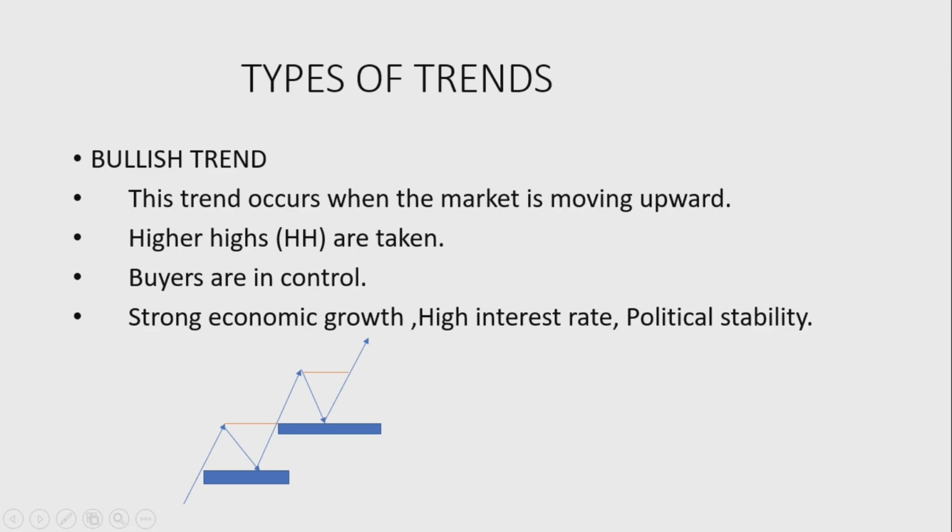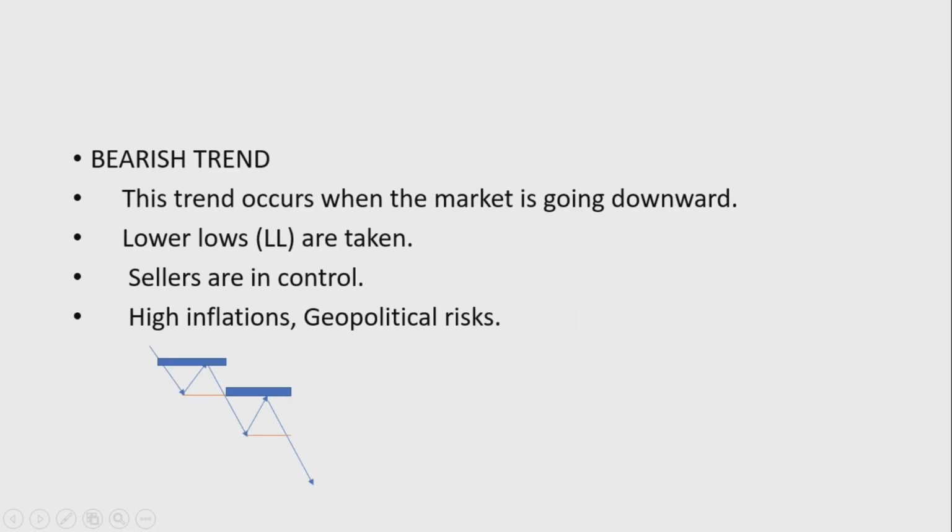So what do we call such a type of trend? A bullish trend. So in this case, you will look for buys, because as I told you, the buyers are in control. Then the other type of trend is the bearish trend.